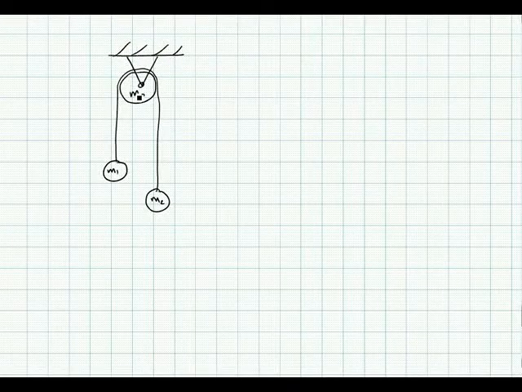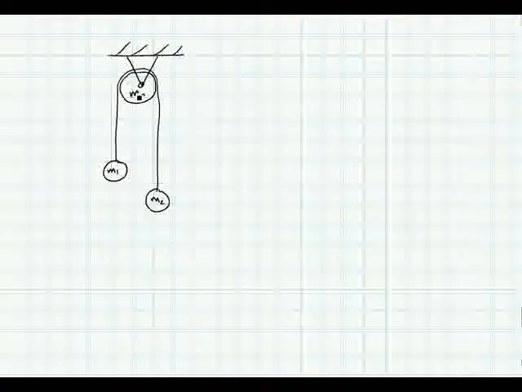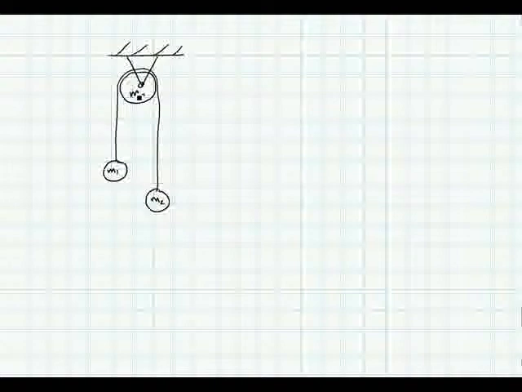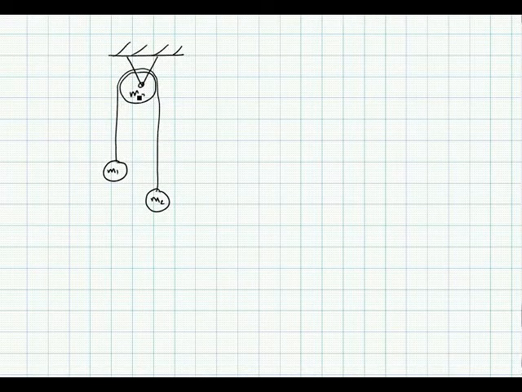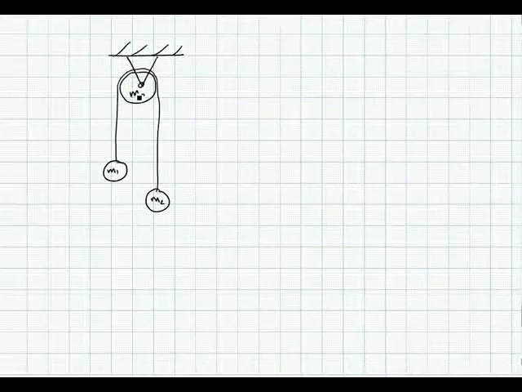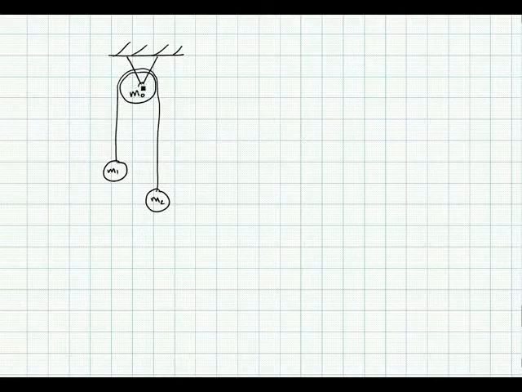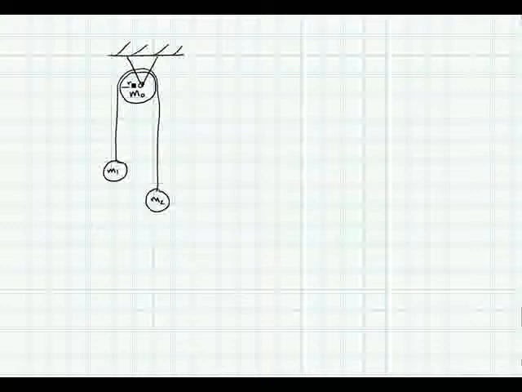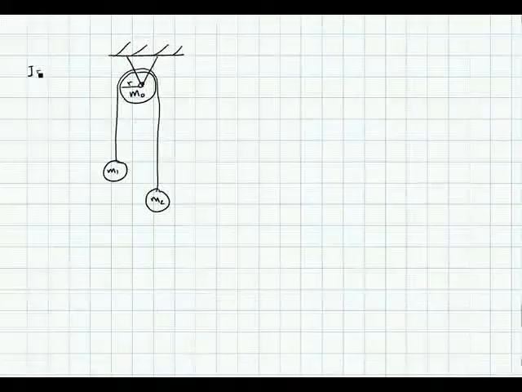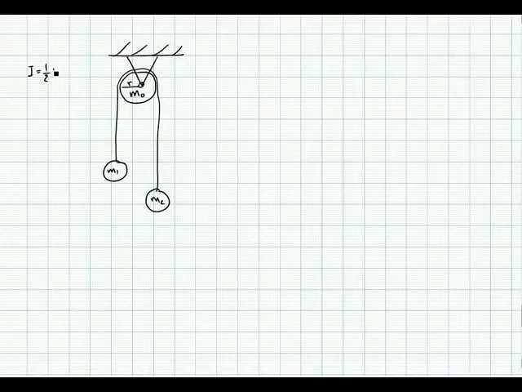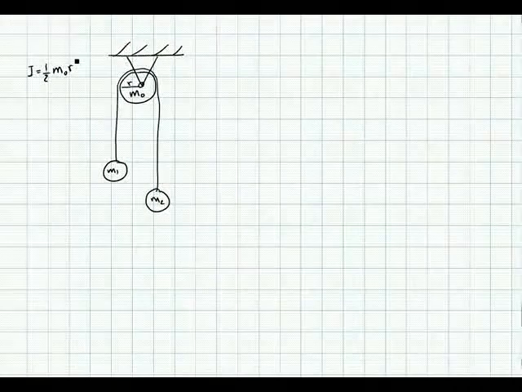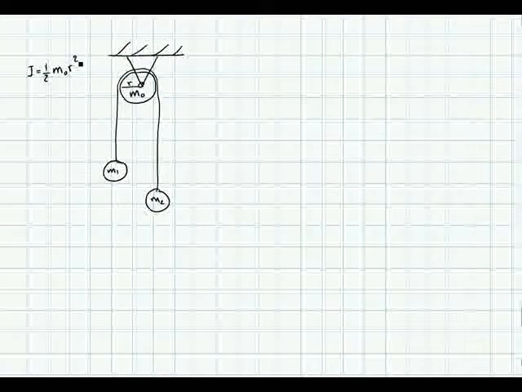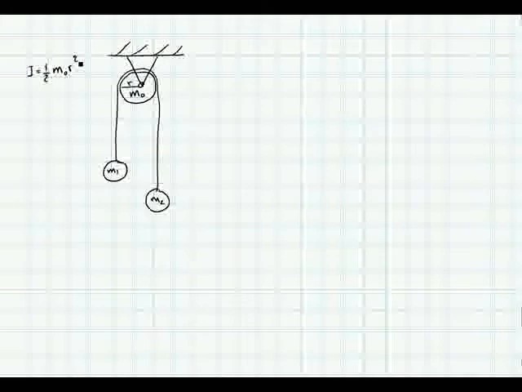So now the pulley has some mass, so there's a moment of inertia associated with it. It's a disc shape which has a radius r, let's say. Moment of inertia of a disc, as we've seen a number of times, is 1/2 m naught r squared.